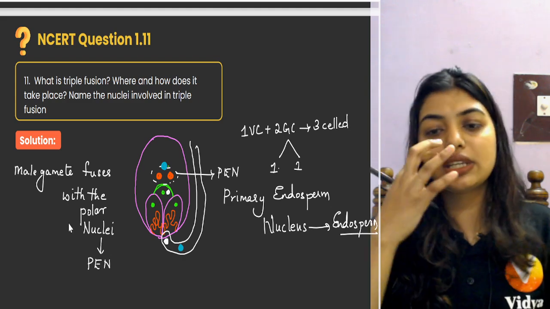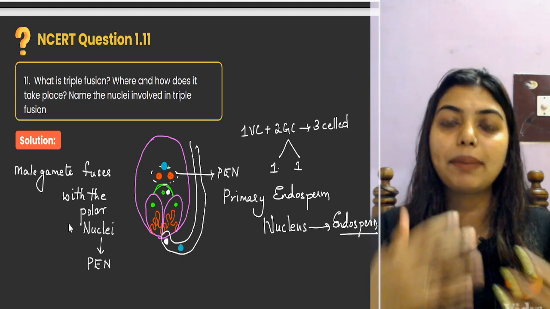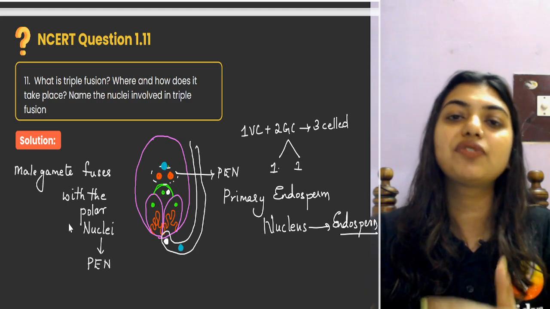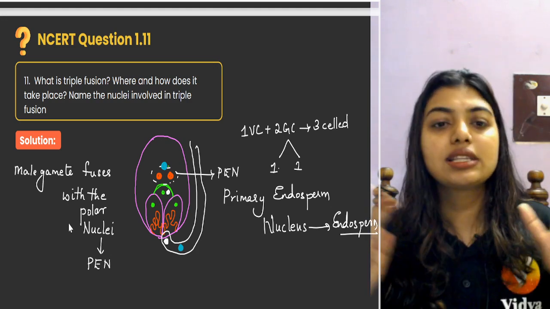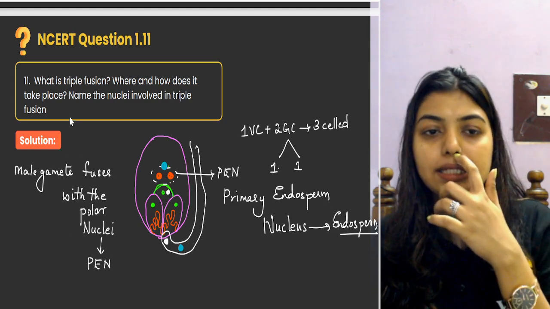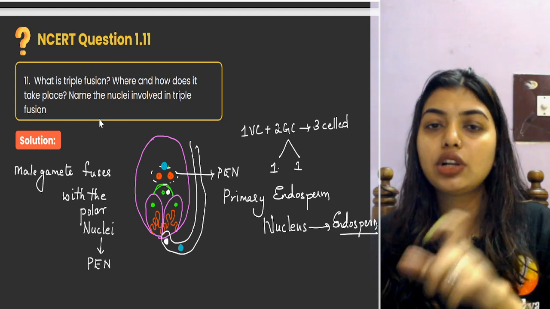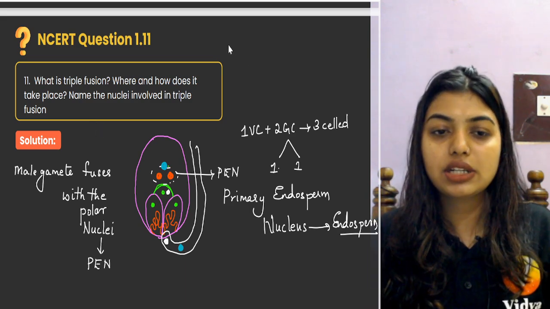So triple fusion is this, where the male gamete fuses with the polar nuclei to form the PEN, that is the primary endosperm nucleus, whose fate is to become the endosperm, which gives nourishment for the growing embryo. So this is what triple fusion is. Now where and how does it take place? It takes place in the embryo sac itself. Name the nuclei involved in triple fusion: polar nuclei plus the male gamete. Understood how it is triple fusion?